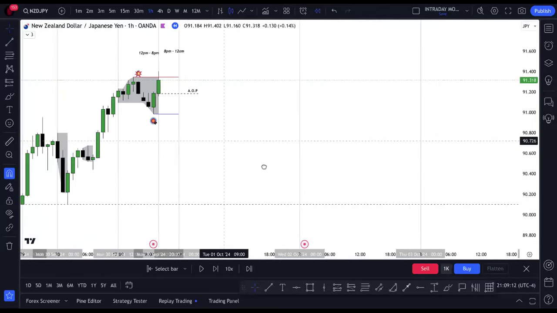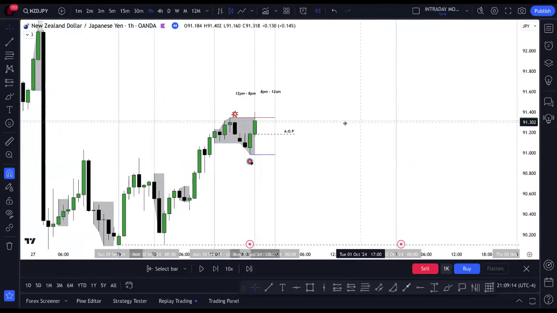Now for the day too, right? Because technically this Asian session, the way we have it set up, looks like it's a part of Monday, or Monday's Asian session. But this Asian session is actually included in Tuesday's daily candle. Please do not get confused.